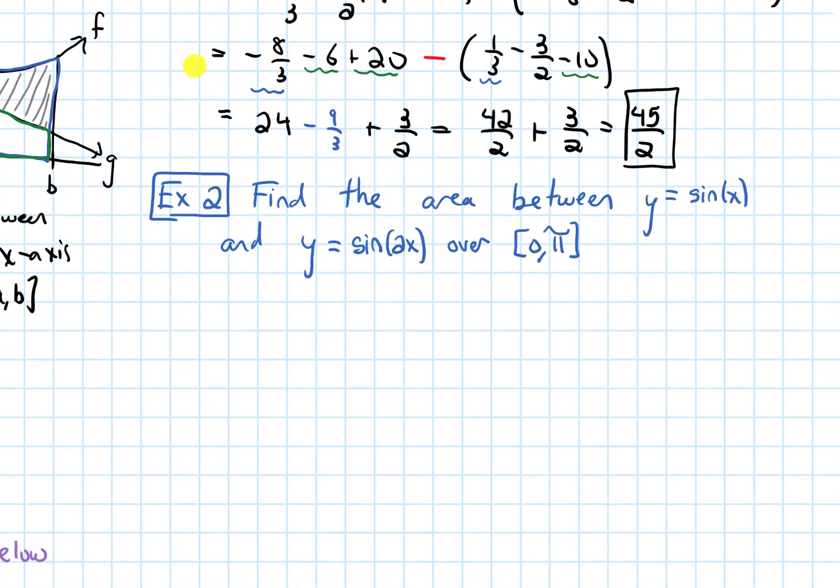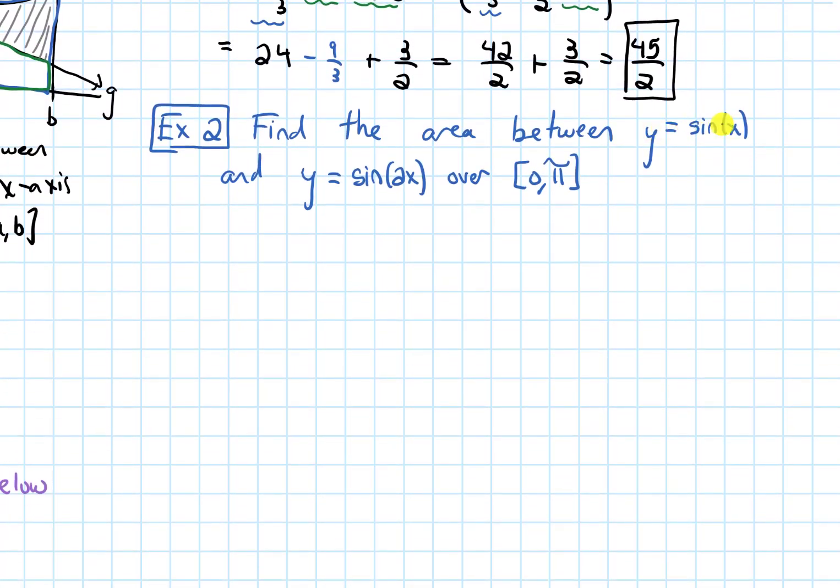All right, so this time, let's find the area between y equals sine of x and y equals sine of 2x over the interval from 0 to pi. All right, so let's begin by drawing a picture. So I'm going to draw some axes. I'm just drawing mostly the region where x is positive because my interval is just from 0 to pi. Okay, so I'm going to begin by drawing the graph of sine x on that interval, and that'll look something like this.